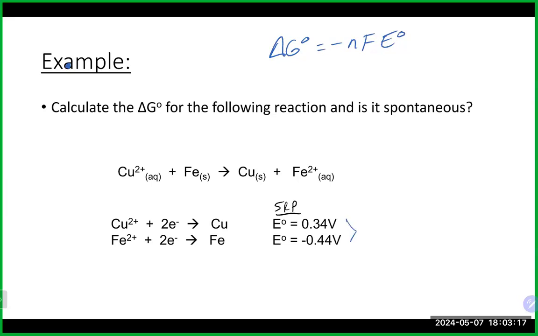So our cathode, in this case, we see our copper is +2, and it goes to 0, which means it is being reduced. It's starting at +2, ending at 0, becoming more negative, so it's being reduced. Our iron is going from 0 to +2, becoming more positive, being oxidized. So that means our copper is our cathode, and our iron should be our anode in this case.